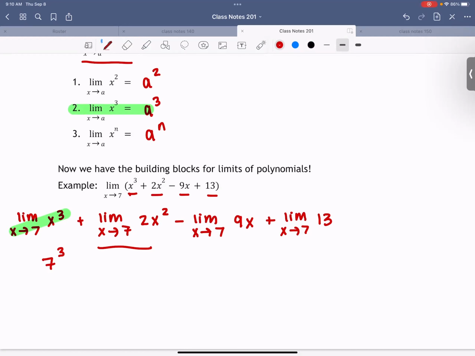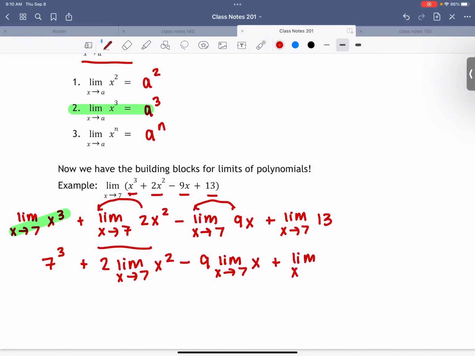Multiply by 2 or take the 2 out. Was that what you're going to say? Yeah. I'm forgetting your name, Blake, right? Okay, cool. All right, I can take the 2 out or multiply by 2, right? So 2 times the limit as x approaches 7 of x squared, okay? And I'm assuming we can do the same thing with the 9, right? So that becomes 9 times the limit as x approaches 7 of x, okay? Plus the limit as x goes to 7 of 13.